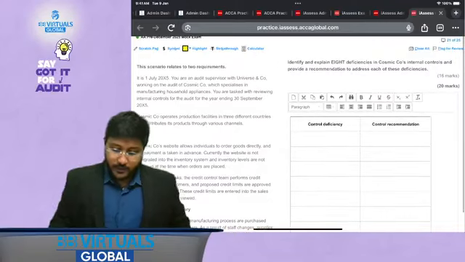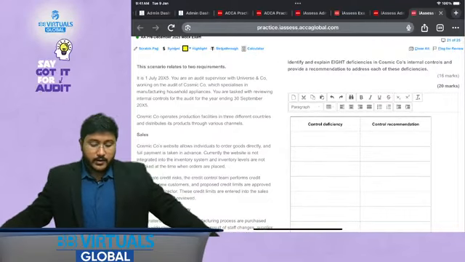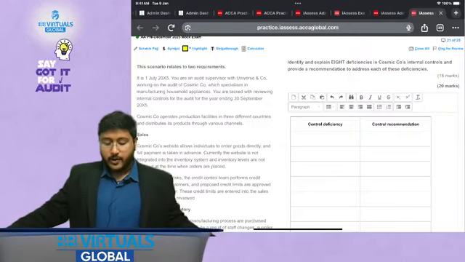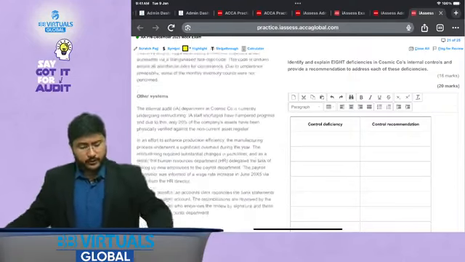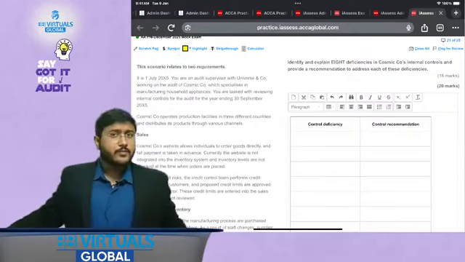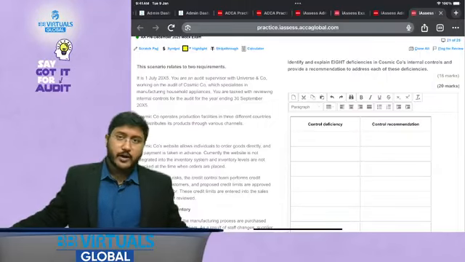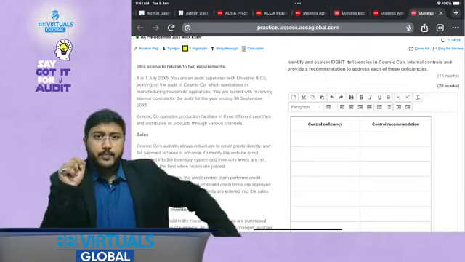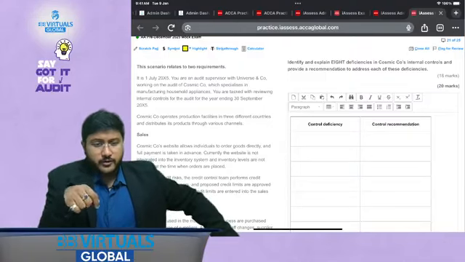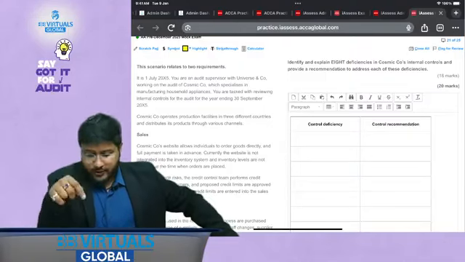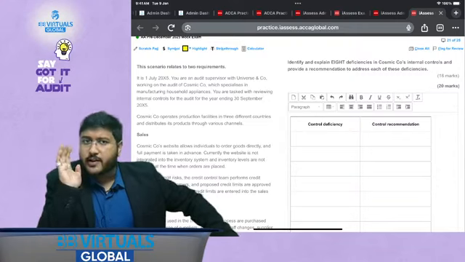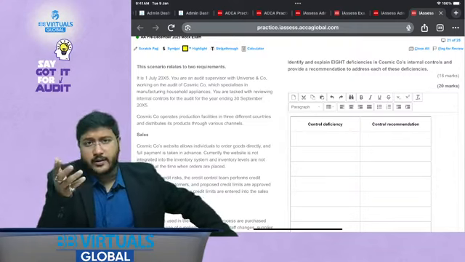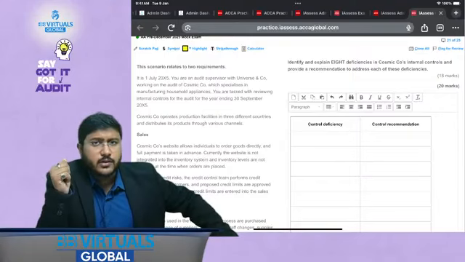Now the next one. Okay, identify and explain 8 deficiencies in Cosmic Company's internal controls and provide a recommendation to address each of these deficiencies. So for this we will have to read this case study. Whenever we identify any deficiency in internal control, we have to write it over here. Okay, and you know why I say that we should always read the question first before reading the case study? Imagine that while answering the previous question we had read the case study. Now we would not have highlighted any of the points mentioned over here, right? Like the 8 internal control deficiencies.